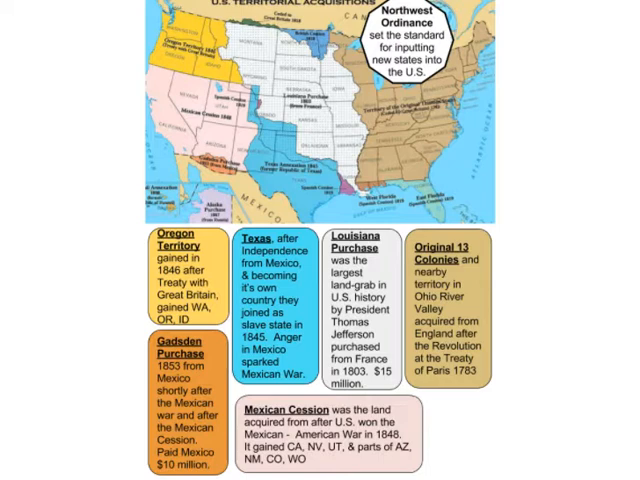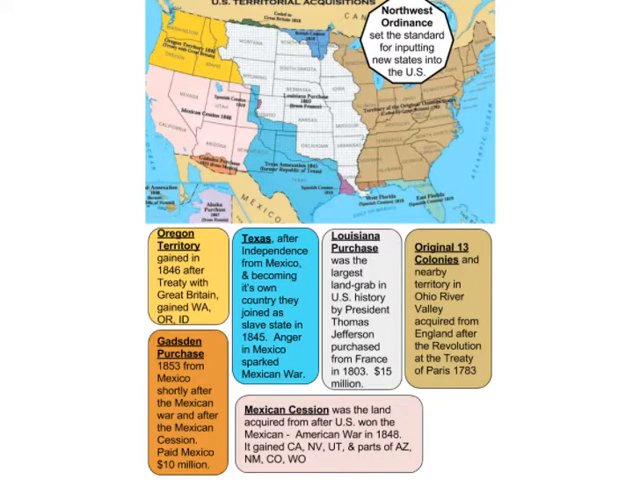So hopefully you've already seen this map. A lot of this is review of the review. The Northwest Ordinance set the standard for inputting new states into the United States. On the far east side of your map, in the goldish brown area, you see the original 13 colonies and the nearby Ohio River Valley. This was all acquired when the United States gained its independence in 1783 at the Treaty of Paris from Great Britain, right?